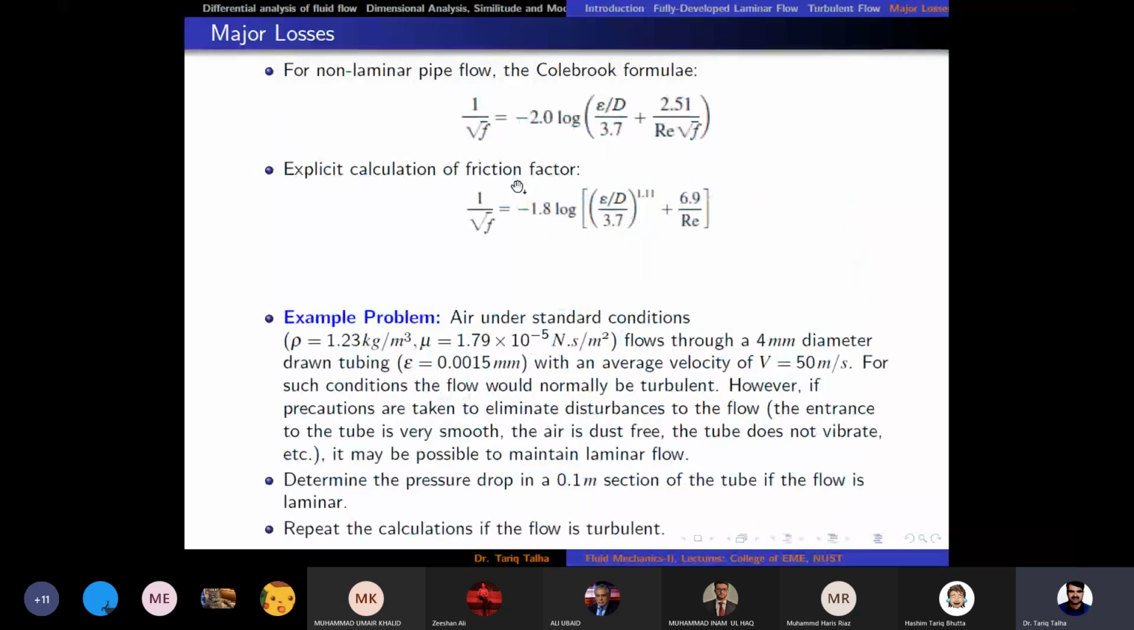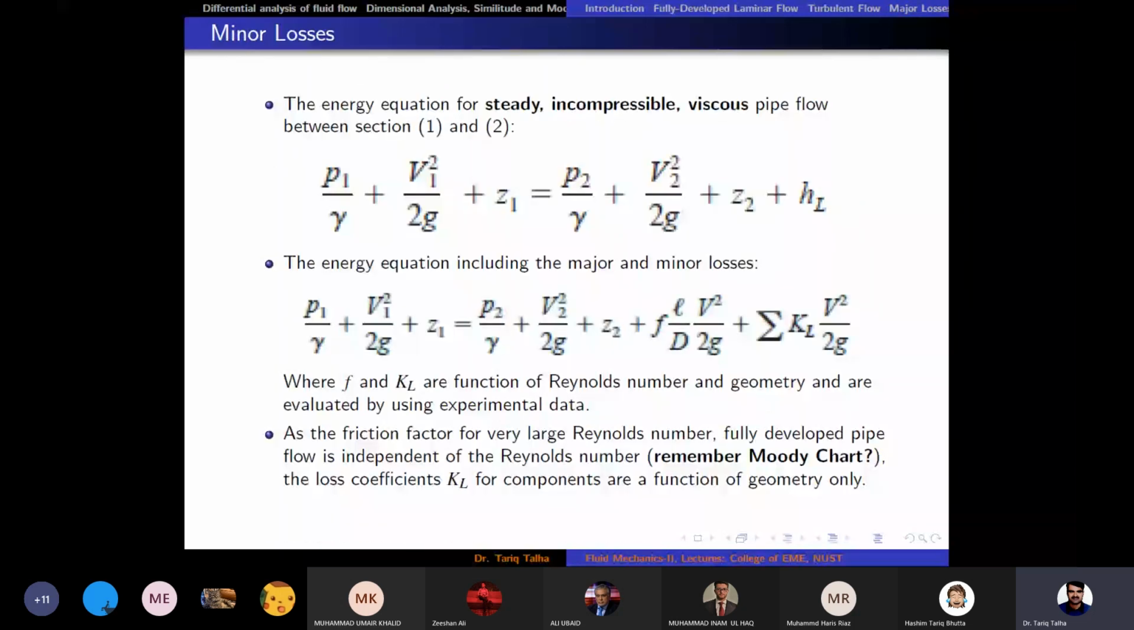On the same lines, we can say that for the KL coefficient, when the Reynolds number is sufficiently large, KL is only a function of geometry. It means what component we are talking about. For a low Reynolds number value, yes, it may depend upon the Reynolds number, but if the Reynolds number is quite high, like 1 million or 1 lakh, then we can safely say that this loss coefficient would only be a function of geometry, or that discontinuity we are talking about.